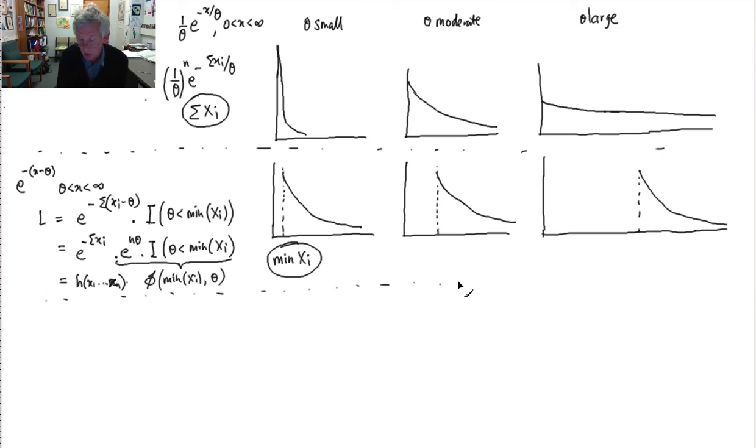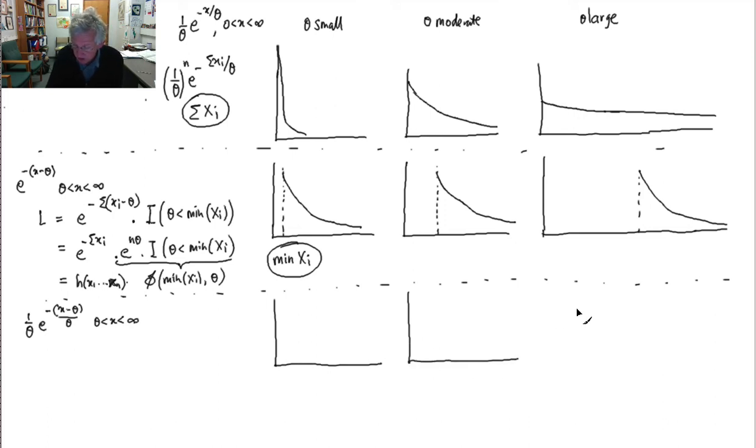The final example we look at is a bit of a combination of both, because in the final example, the density is 1 over theta times e to the minus (x minus theta) divided by theta for x values between theta and infinity. So we sort of combine characteristics of the other two examples, and let's have a look what happens.